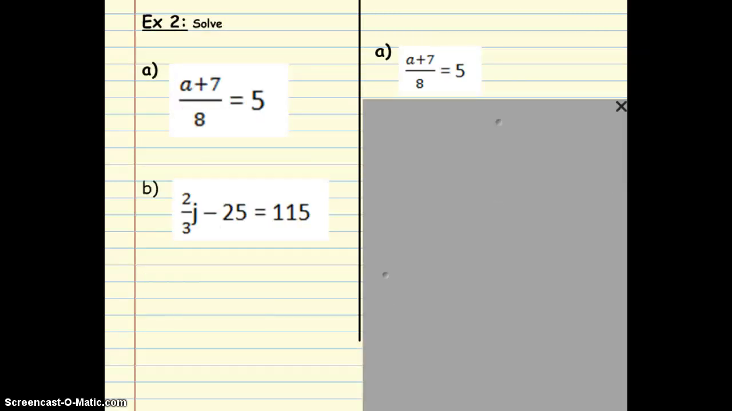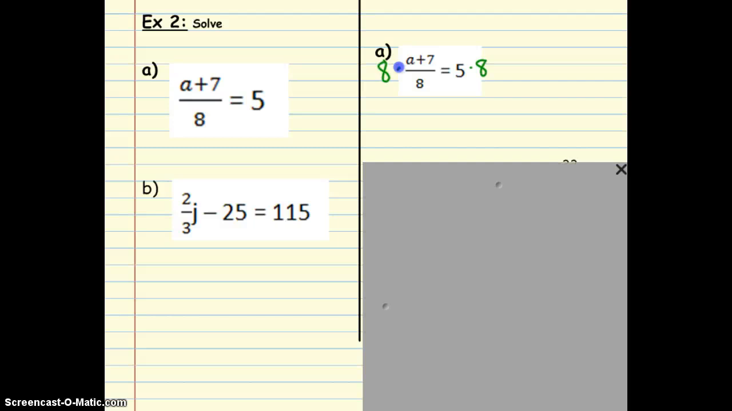Alright, so we are going to solve problem A. We're going to solve it for A. It says A plus 7 divided by 8 equals 5. So keep in mind, we need to get the variable by itself, we need to do the opposite, and we got to do it to both sides. So the first thing we need to do here is get rid of this divided by 8. So the opposite is we are going to multiply both sides by 8.